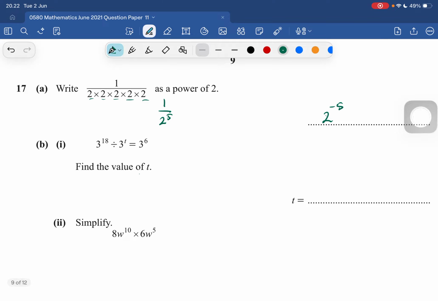Okay, find the value of t. Here is division, so 3 to the power of 18 minus t equal to 3 to the power of 6. We can just work on the power as the bases are equal. So 18 minus t equals 6. We add t to both sides, so we get 18 equals 6 plus t, and then minus 6. So we get t equal to 18 minus 6 equal to 12. So here is 12.